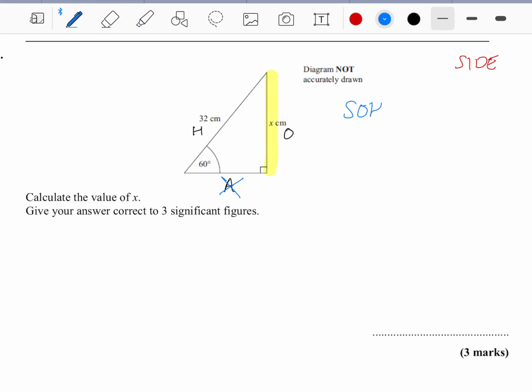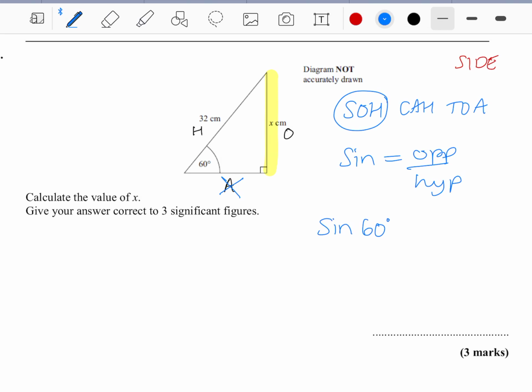And when I think about SOHCAHTOA, the OH combination is here with sine. So basic version, sine equals opposite over hypotenuse. The right version now with all the numbers in, sine 60 degrees is equal to the length of the opposite divided by the length of the hypotenuse. That's not ready to go into the calculator because of the divide by 32. The opposite is multiplied by 32. So I'm going to have 32 multiplied by sine 60 to give me X.